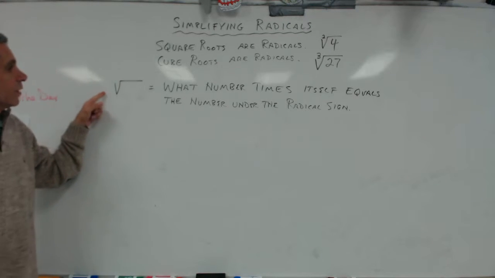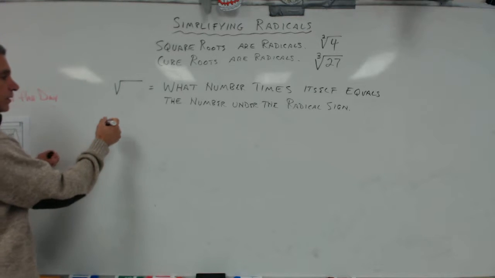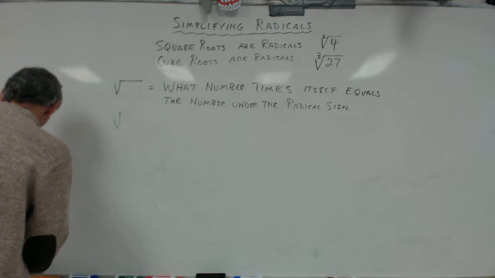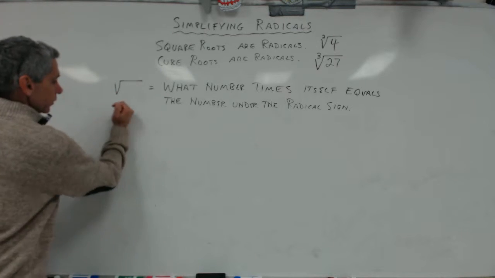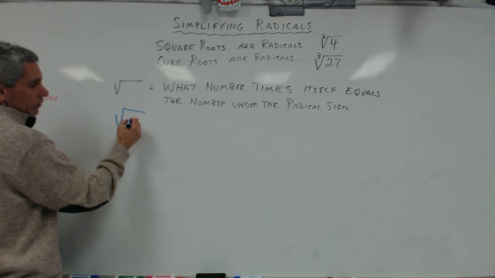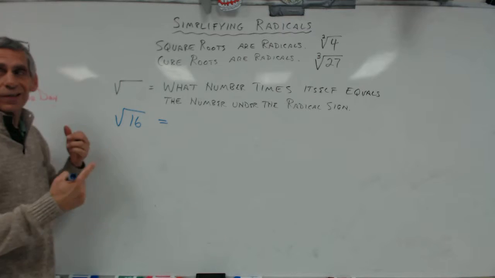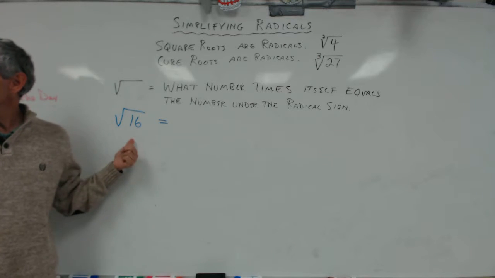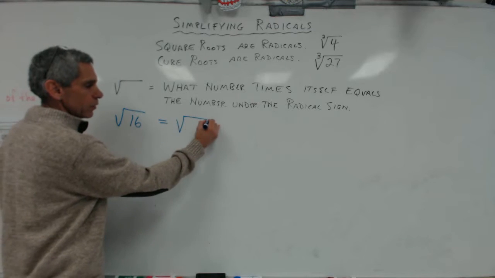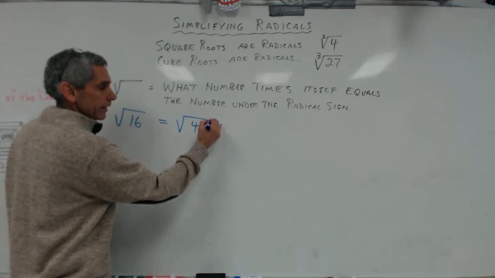Okay, so if we take this definition and put something inside the square root, let me try this color, the blue. The square root of, say, 16. What number times itself equals 16? 4, right? 4 times 4. I'm going to write it that way first, instead of writing the answer yet.